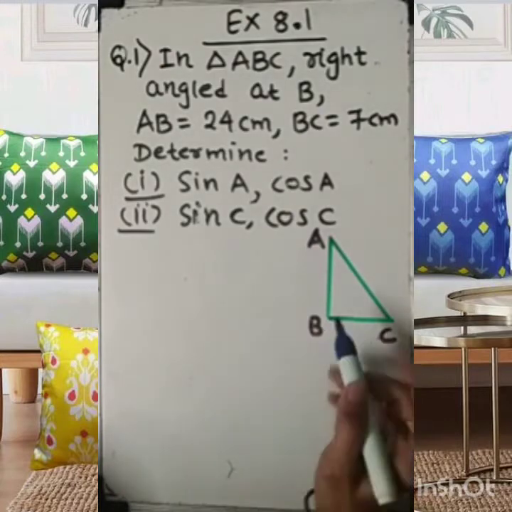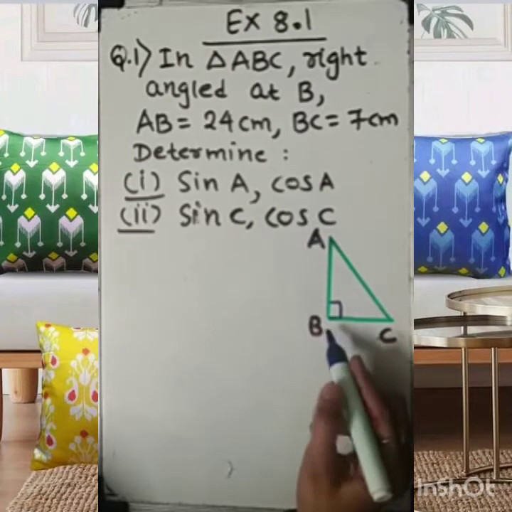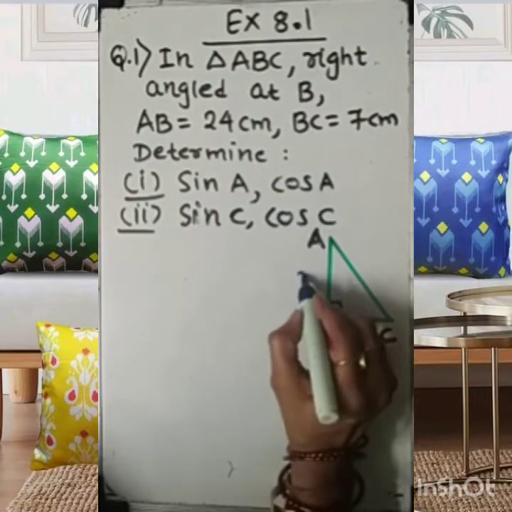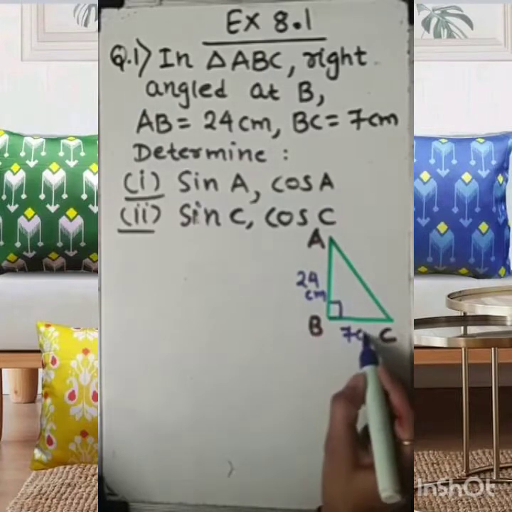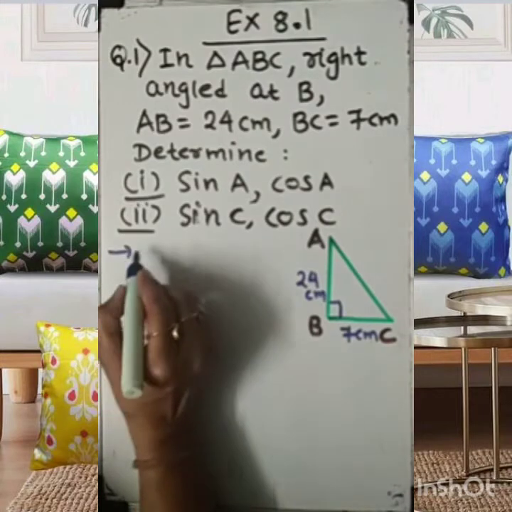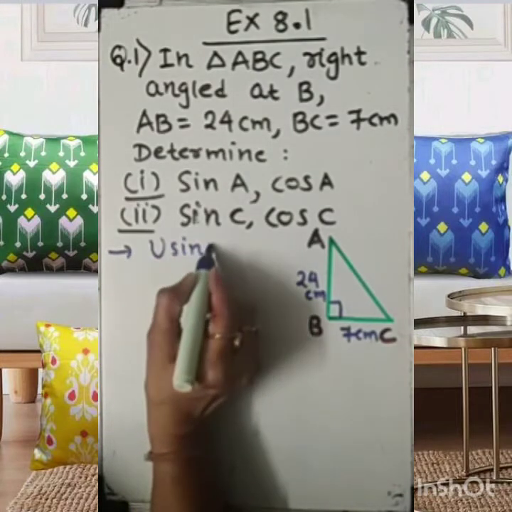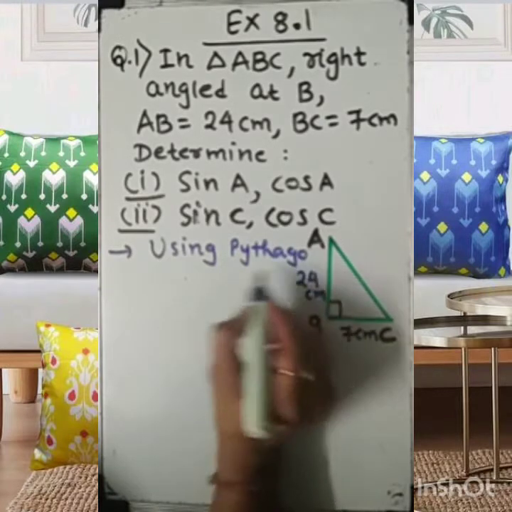My dear student, here it is clearly given B is a right angle. What is AB? That is 24 centimeter. BC is 7 centimeter, but AC we are not given. So we will begin our solution using Pythagoras theorem. Let's begin using Pythagoras theorem.